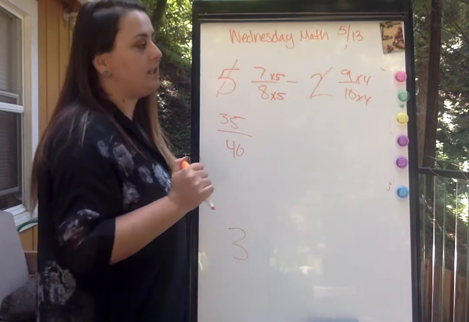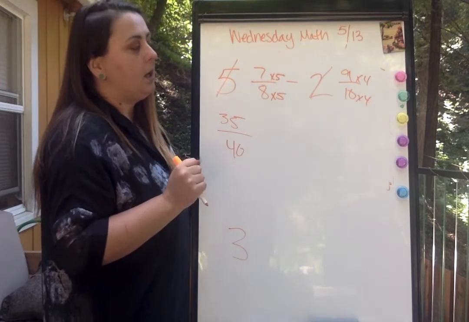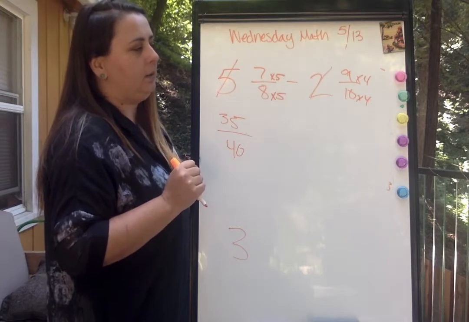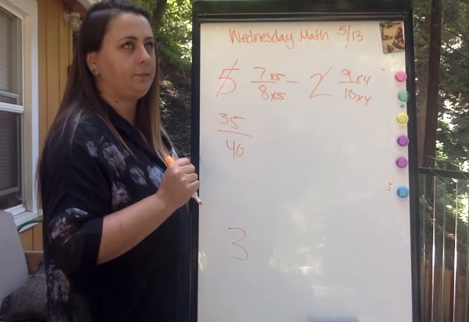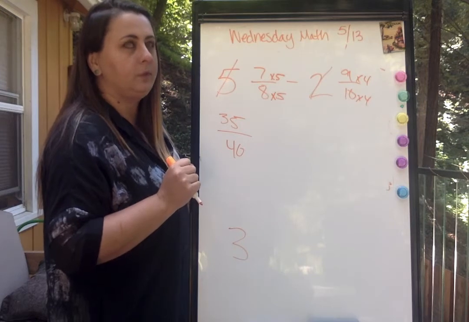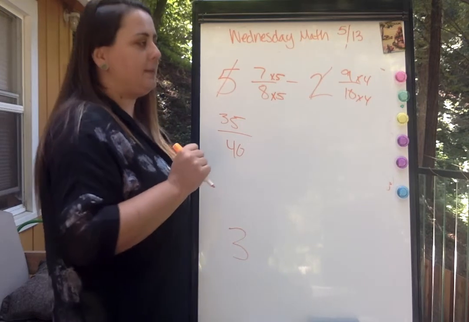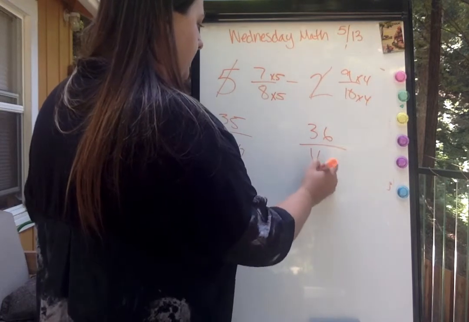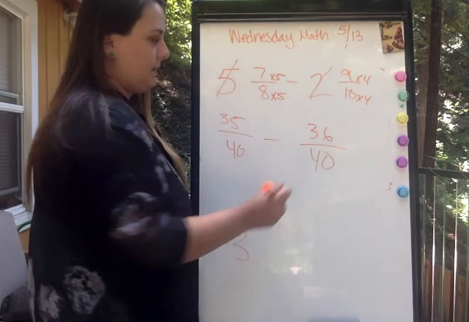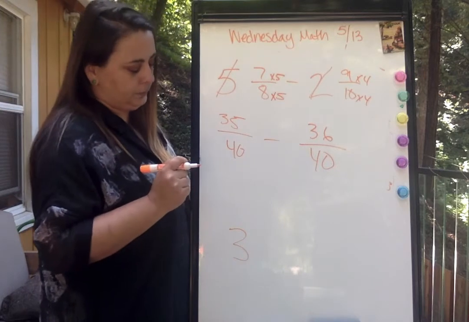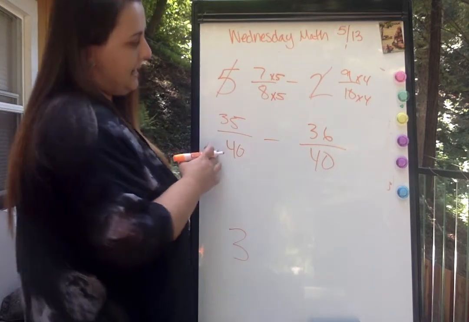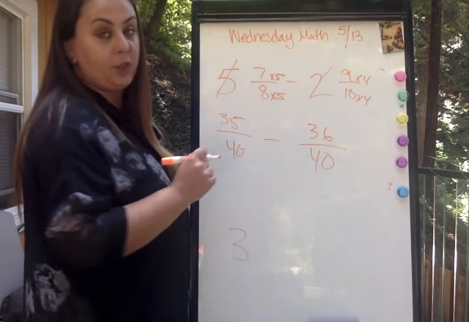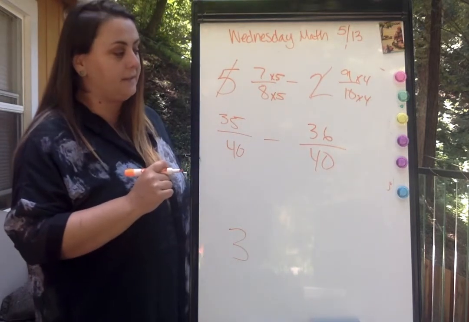Whatever I do to the bottom, I do to the top. So 4 times 9 is going to be 36. 4 times 8 is 32. So 4 times 9 is 36. 40ths. Subtract. Ooh, I can't take 36 from 35. I just can't.